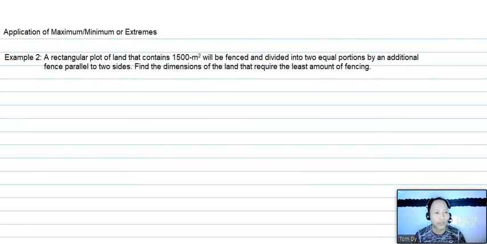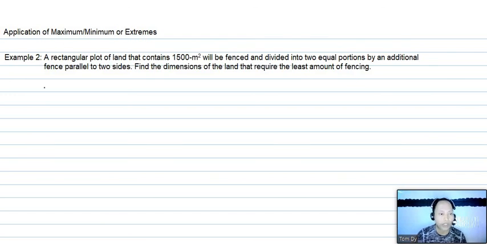Another example is we have a rectangular plot of land that contains 1,500 square meters to be fenced and divided into two equal portions by an additional fence parallel to two sides. Find the dimensions of the land that require the least amount of fencing.